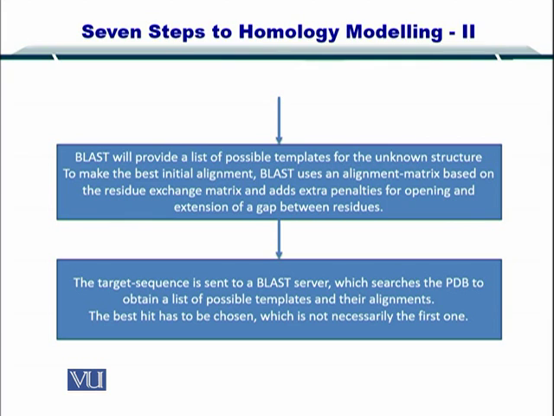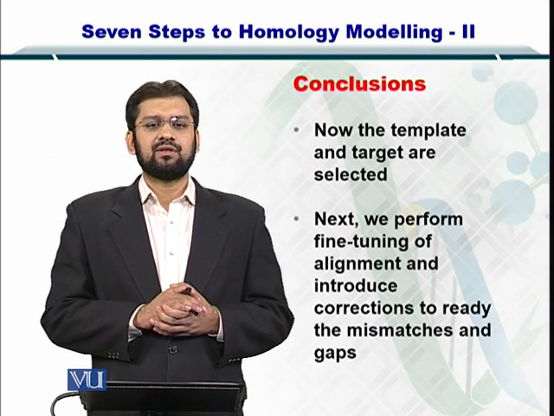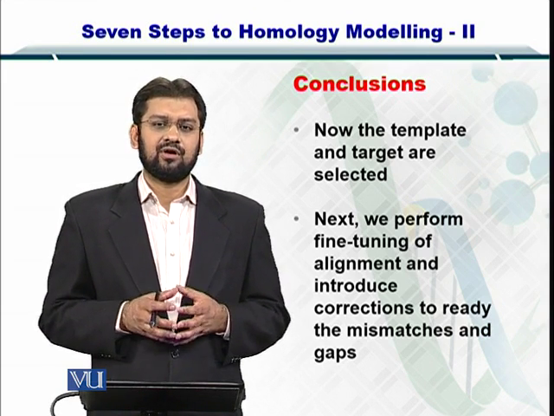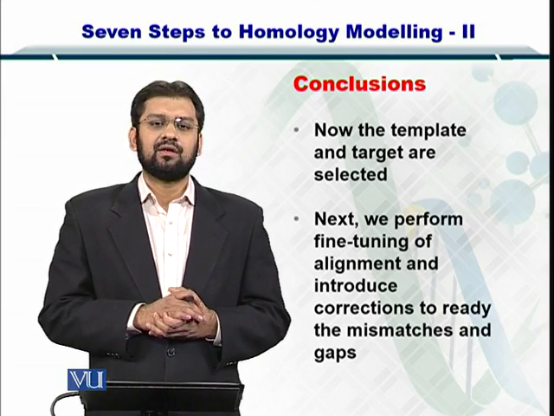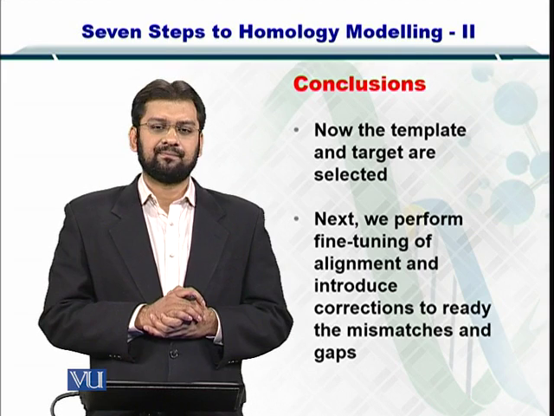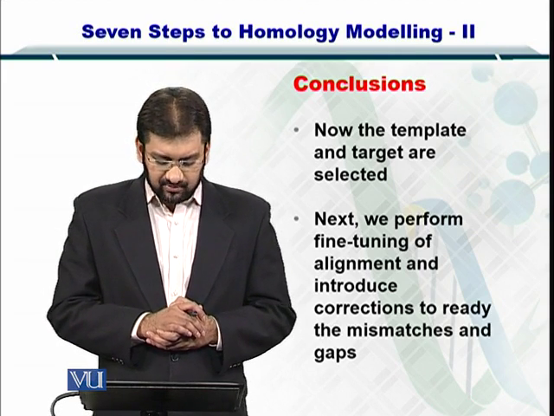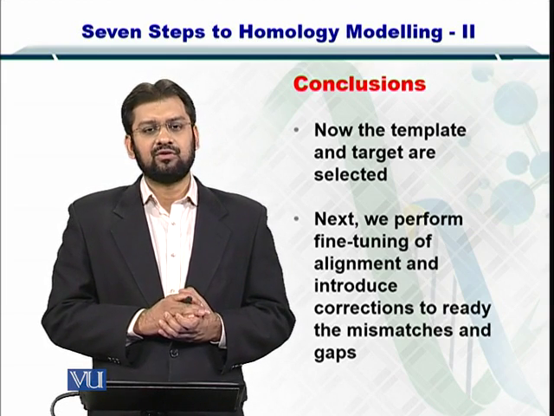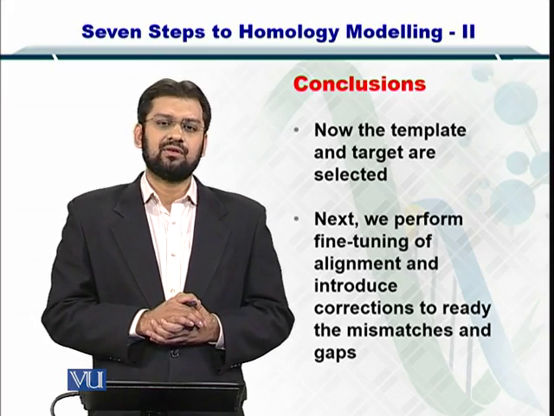That is, if you have BLAST reporting, let's say 5 different sequences, it is not essential that the one on the top is the best one, because the structure may have a slight bit of variation as compared to the sequence. So in conclusion, the template is selected, the targets are identified, and therefore you can perform the initial step in homology modeling. Next, we perform the fine-tuning of this alignment and try to see which corrections are necessary to optimize the prediction of the structure.